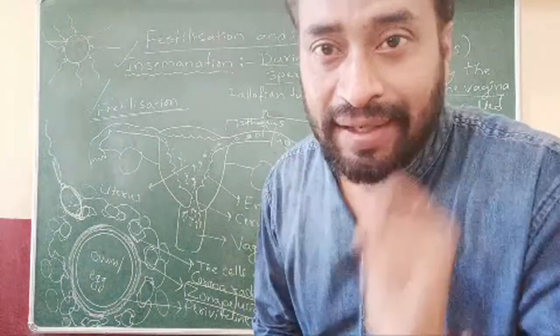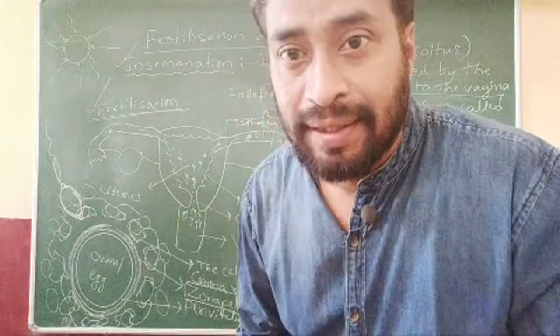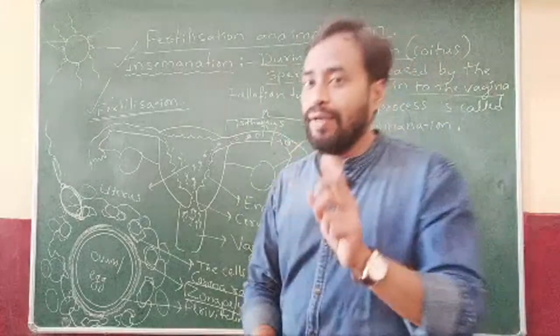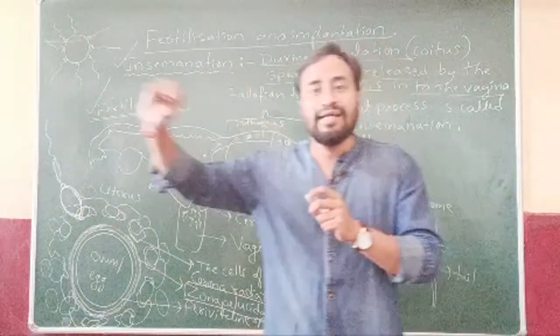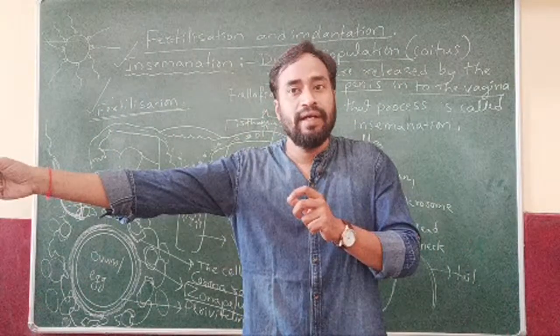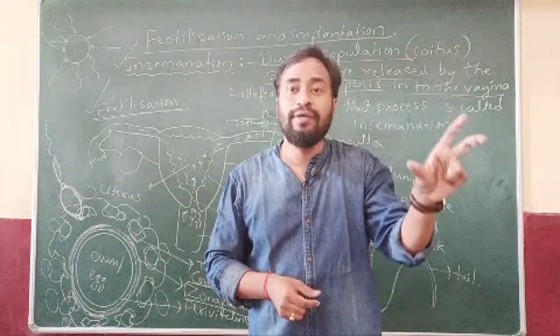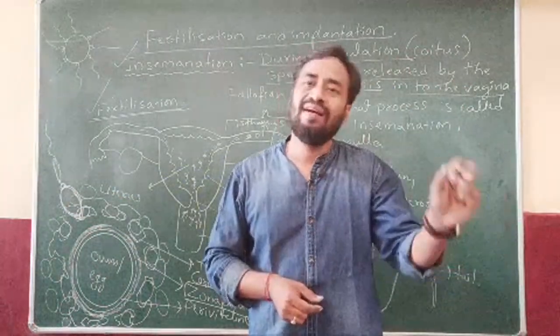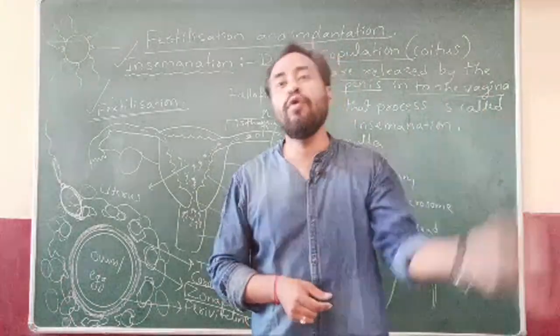Okay, secondary polar body. One cell is going to become into secondary polar body, and another cell is going to become into ootid, that later becomes into mature ovum.